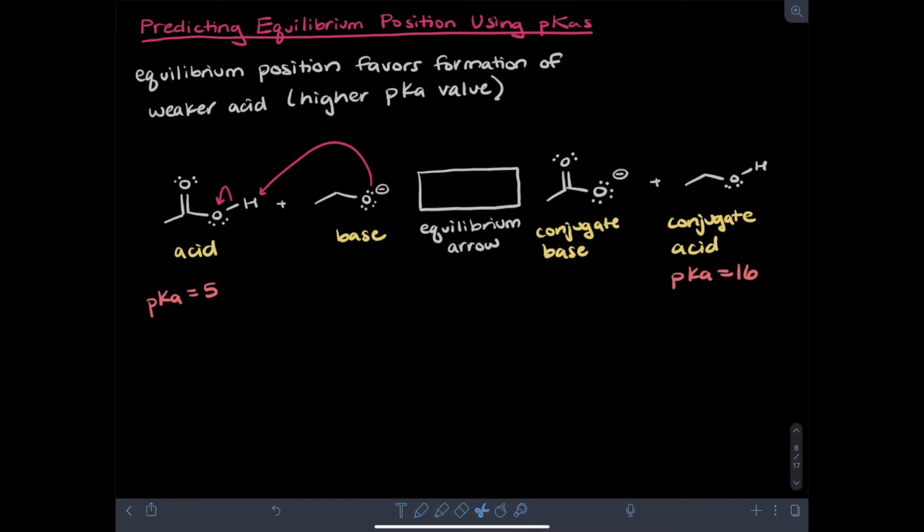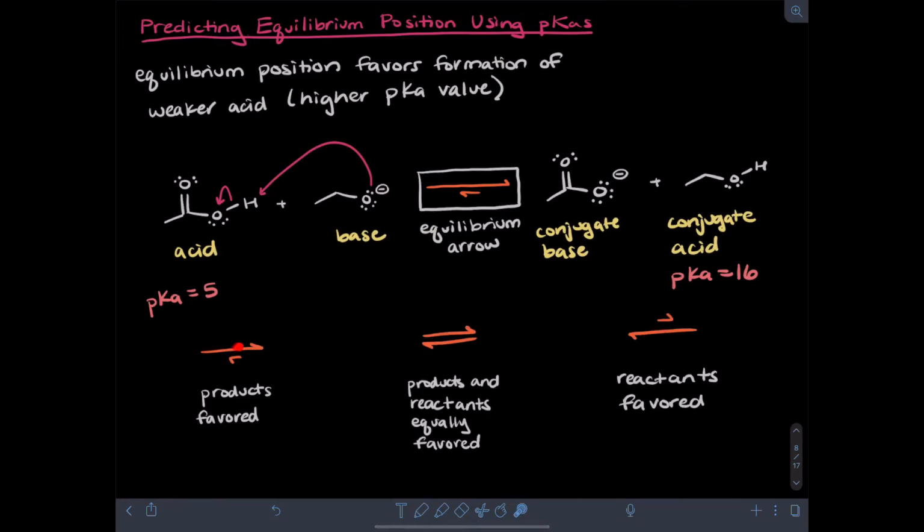What you want to do is compare the pKa of your acid to the pKa of the conjugate acid. Here, my acid is a carboxylic acid with a pKa of about 5, and my conjugate acid is an alcohol with a pKa of 16. Between these two, the alcohol is my weaker acid, and my equilibrium is going to favor that side. I would draw in my equilibrium arrow with the part of the arrow facing toward the product as longer than the one in the other direction.